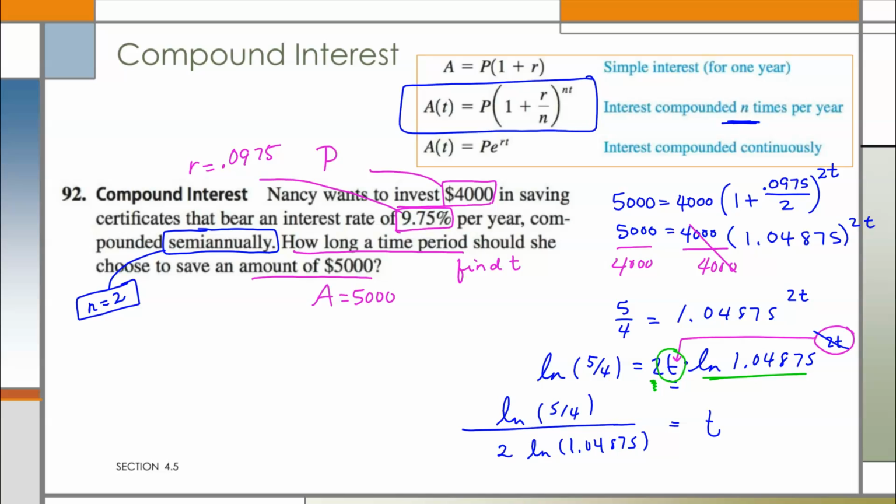Okay, so let's get that in our calculator. ln of 5 over 4 divided by 2 times the ln of 1.04875. Proper use of parentheses. Make sure you got parentheses around this whole thing so that you keep it in the denominator. And then we get 2.34 years.